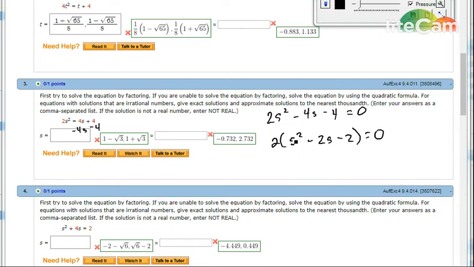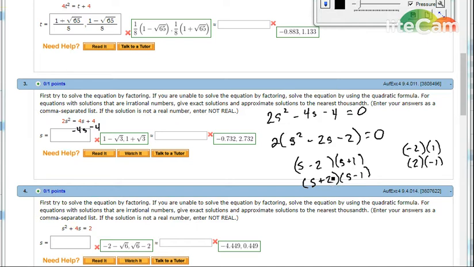Okay, let's see if we can factor this. S squared minus 2s minus 2. So the lead term here is s squared, so it's going to be s and s. The last term is negative 2. There's only 2 factors to give you negative 2. That's a negative 2 times 1 and positive 2 times negative 1. So we can put a negative 2 in here and a positive 1, or we can put a positive 2 and a negative 1.